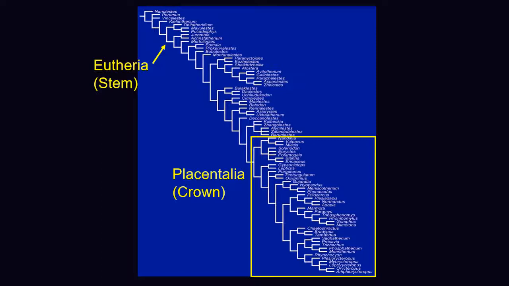But if we want to go back all the way to when their ancestors diverged away from marsupials, we're including a lot of extinct forms, and this is called Eutheria, and that is a stem-based group, and together this is a total group.